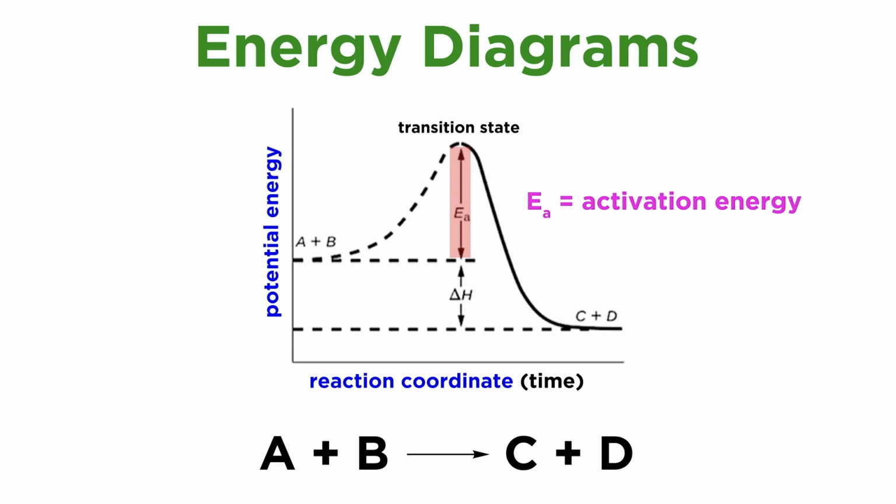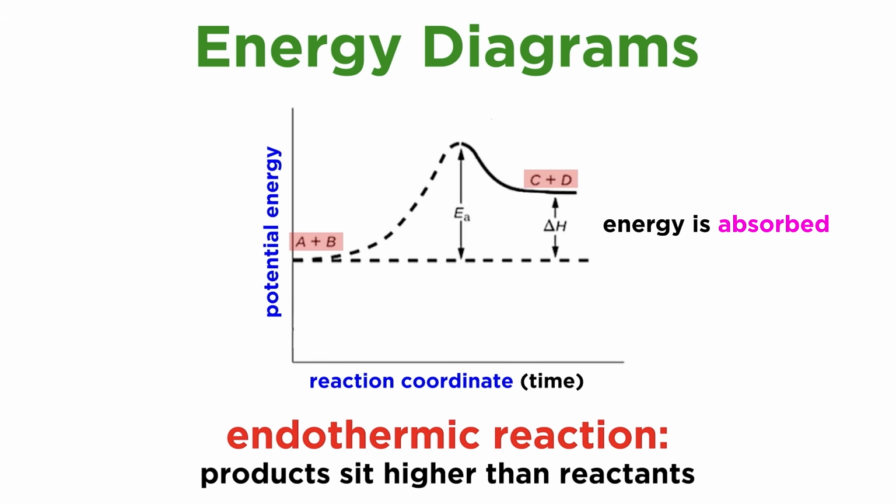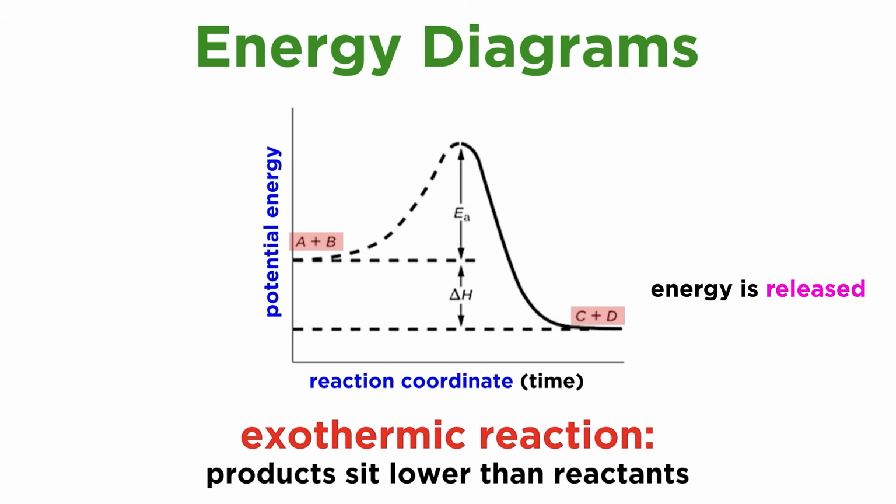Then this hump represents the activation energy to get to the transition state, after which it comes back down to form the products. We will discuss enthalpy in more depth in the next unit, but to learn some basic terminology right now, if products sit higher than reactants, then energy must be absorbed to achieve the transformation, which makes this endothermic. If products sit lower than reactants, energy will be released as a result of this transformation, which makes this exothermic.